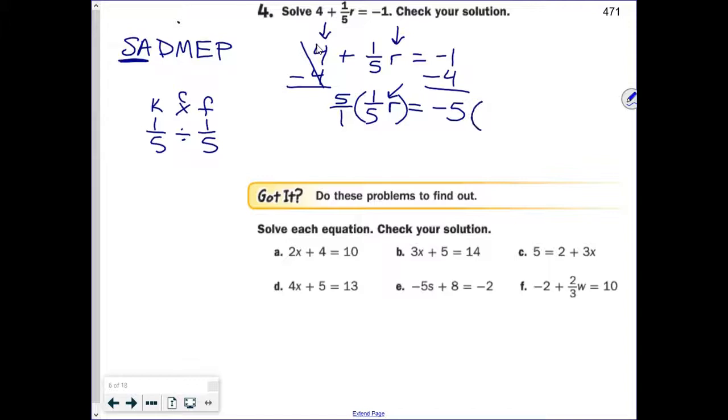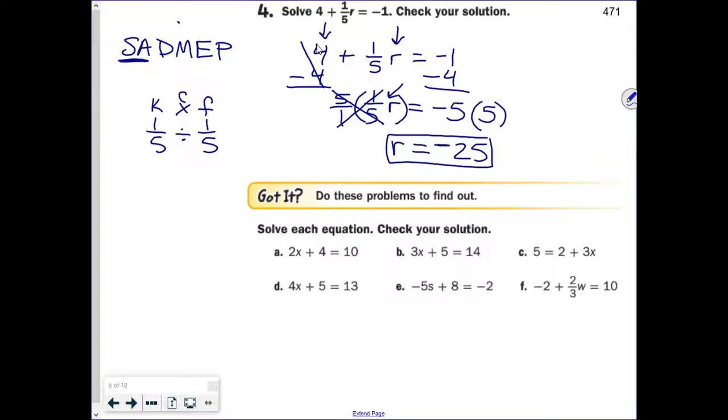The way to get rid of multiplying by a fraction is to multiply by its reciprocal. And I'm going to do that on both sides. Except when I multiply by 5/1 on the right, since negative 5 is a whole number, I'm going to make 5/1 into a whole number as well. 5 divided by 1 is just 5. So I end up with 5/1 times 1/5. Well, we know when we cross simplify that those would both equal 1, and 1 divided by 1 is just 1. So I end up with 1r. And then on the right, I get negative 5 times positive 5, which will give me a negative answer, and 5 times 5 is 25. So r equals negative 25.